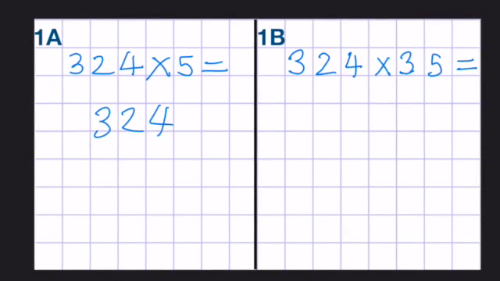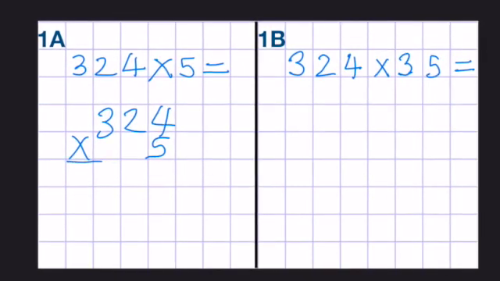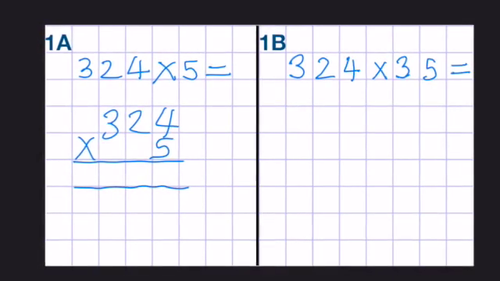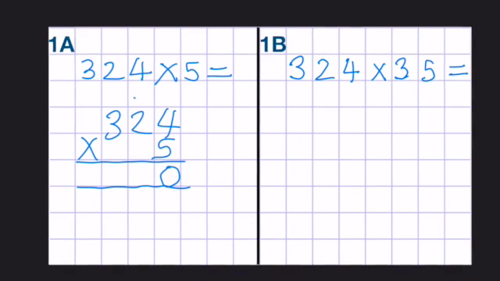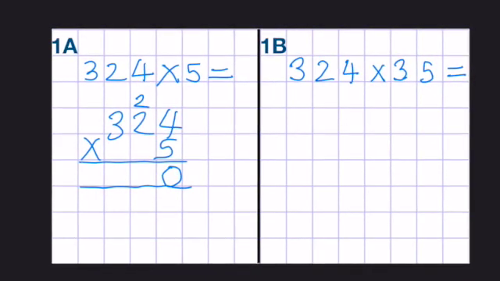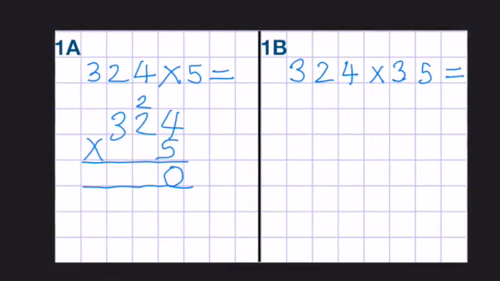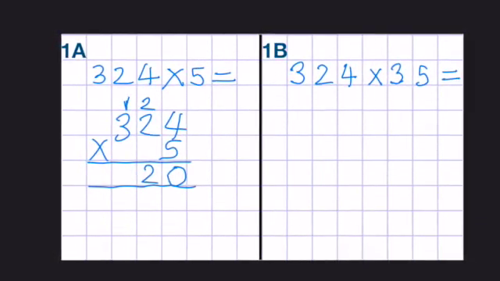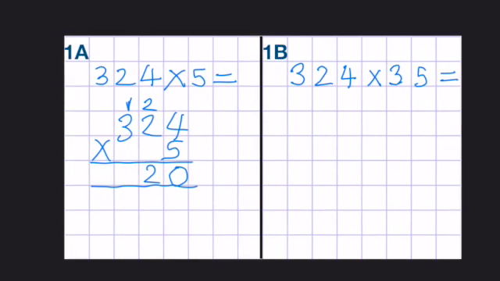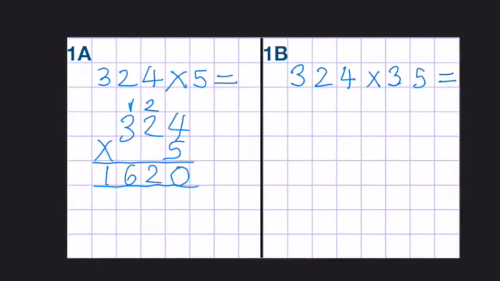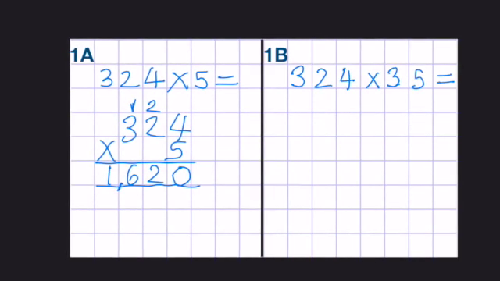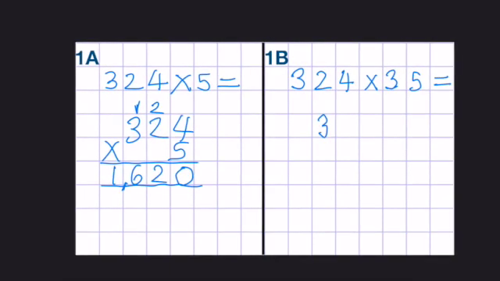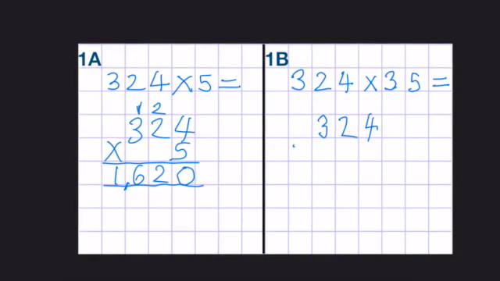324 times 5. I'm lining up my 4 and my 5 as they are both in the ones column. 4 times 5 is 20. 0 goes here, 2 goes here. 5 times 2 is 10, plus the 2 above is 12. So 2 goes here, 1 goes here. 5 times 3 is 15, plus the 1 above, 16. Let's put our comma in here. So the answer is 1,620. Now, for 1B, it's 324 times 35.